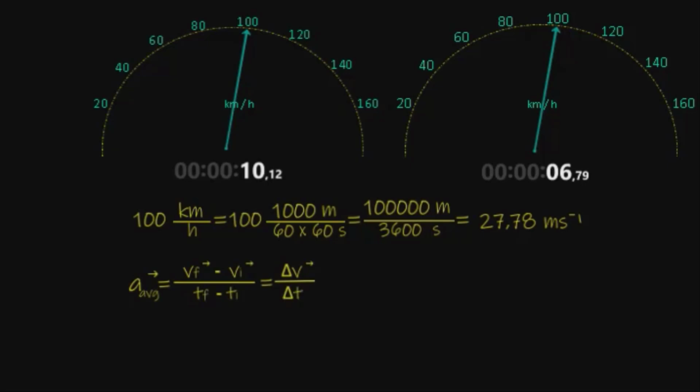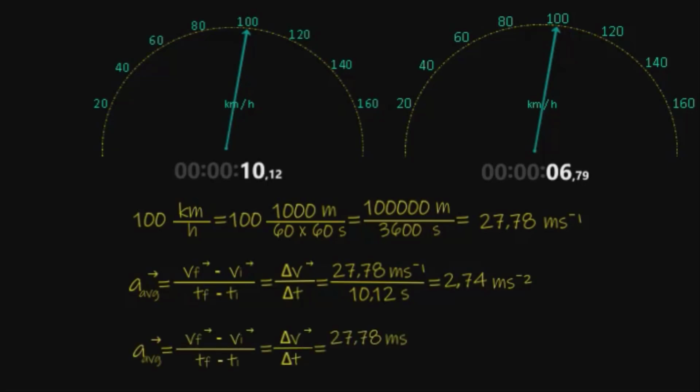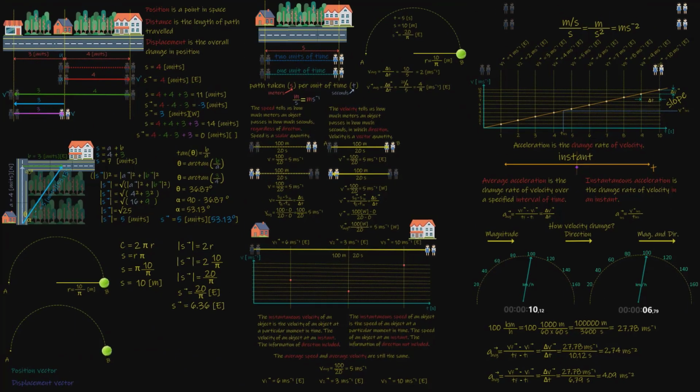We know what delta stands for. So 27.78 meters per second over 10.12 seconds is equal to 2.74 meters per second square. Similarly, the second value is 4.09 meters per second square. Don't forget that these are vector values, so the information of direction should be included.